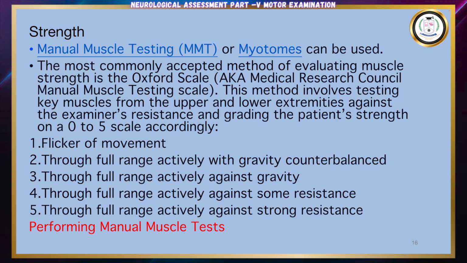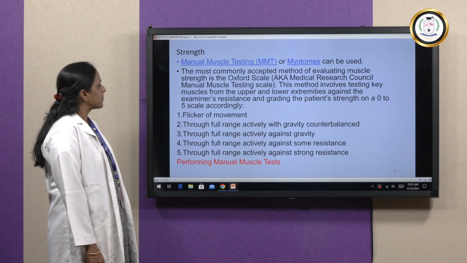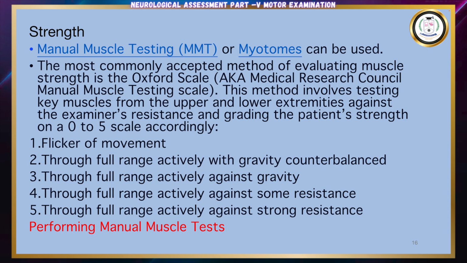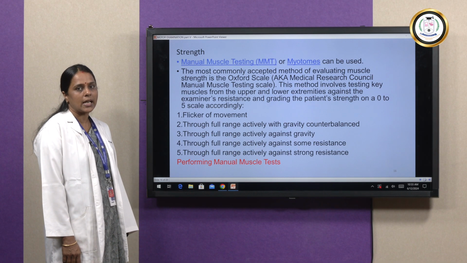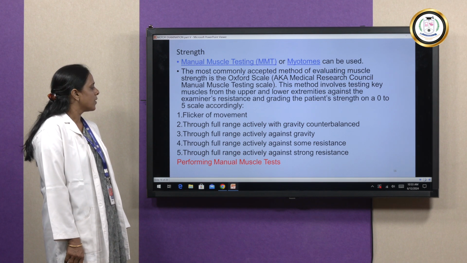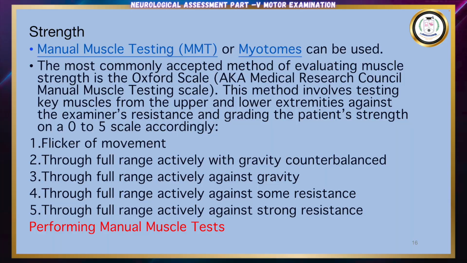Now strength. How do we check the strength? We use manual muscle testing. The myotomes can be used here at the myotome level. The most commonly accepted method of evaluating muscle strength is the Oxford scale. Here it is a 5 grade scale, where 1 is a flicker of movement, 2 is through full range activity with gravity eliminated, 3 is through full range against gravity, 4 is full range against some resistance, and 5 is through full range actively against strong resistance. So to check the strength, we will be using the manual muscle test.